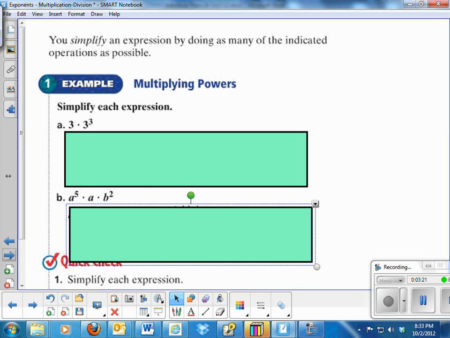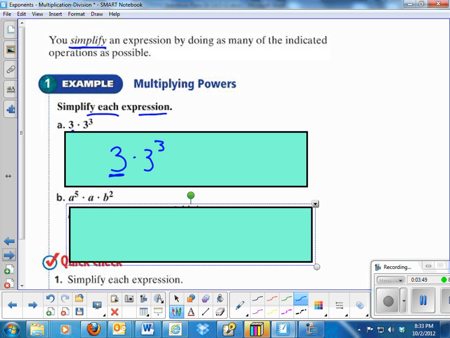Okay, so to simplify an expression means to do as much math as we can possibly do. So in other words, if it says to simplify each expression and we have 3 times 3 to the 3rd power, what are we going to do? Well, we notice first that the bases are the same. We have 3 and 3 as a base. So we've got a 3, and then we're multiplying that times 3 to the 3rd power. This 3, what's its exponent?